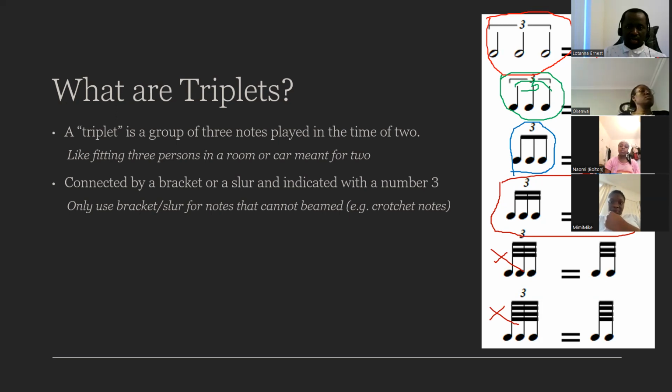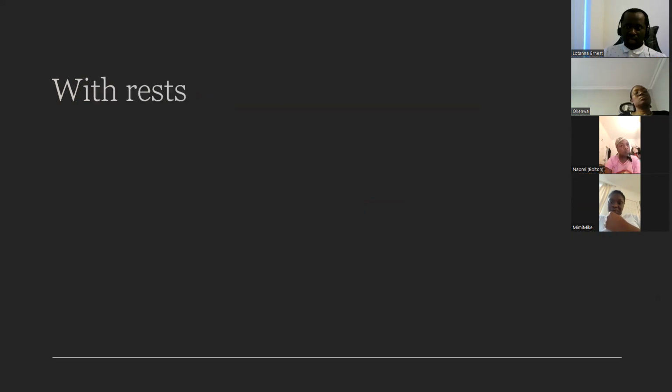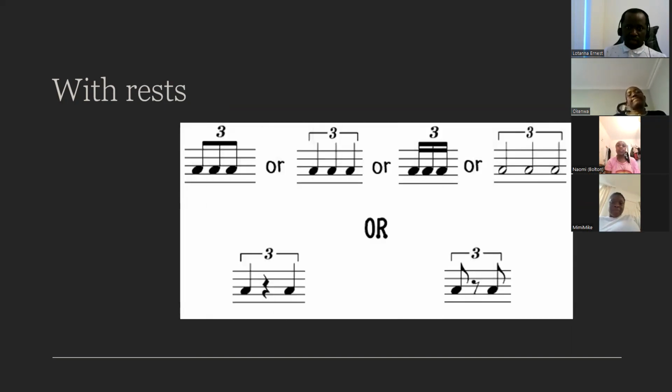All right. The last thing, which is like the last slide, is you could have rests coming in within the triplets. It doesn't change anything. For example, this is a triplet. These are just how to write a triplet. We've done this already. These are different ways of writing triplets.